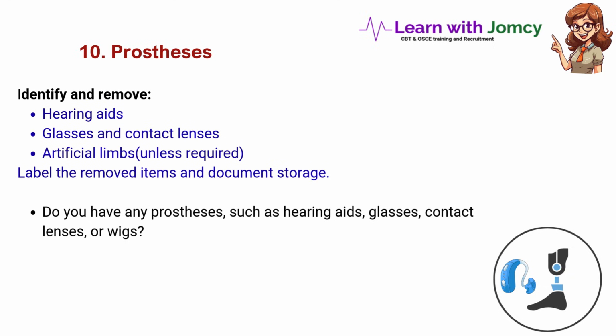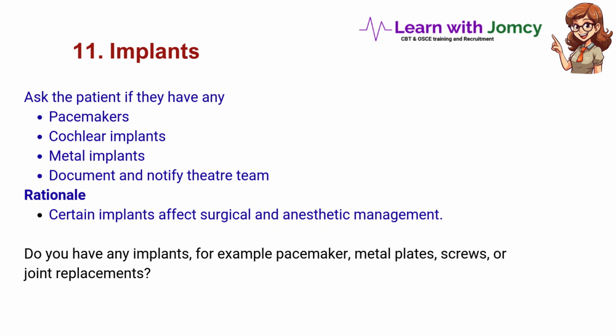Next is prosthesis. Identify and remove any hearing aids, glasses, contact lenses, artificial limbs unless required. Ask, do you have any prosthesis such as hearing aids, glasses, contact lenses, or wigs? Then label the removed items and document the storage as well. Next is implants. Ask if the patient has any pacemakers, cochlear implants, metal implants. Document and notify the theater team. You can ask, do you have any implants? For example, a pacemaker, metal plates, screws, or any joint replacements.